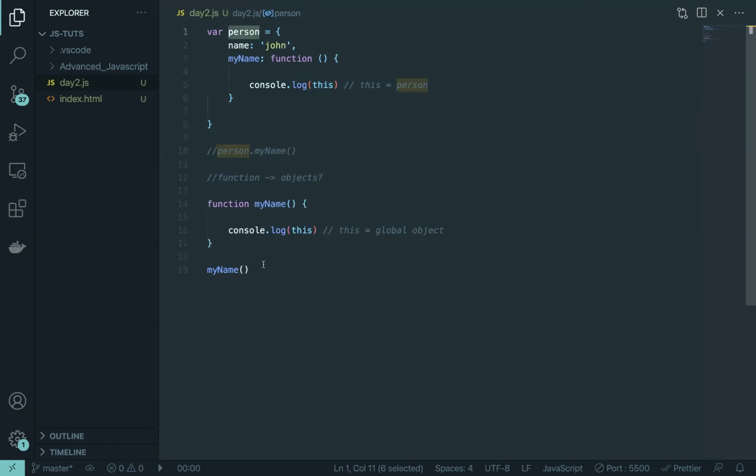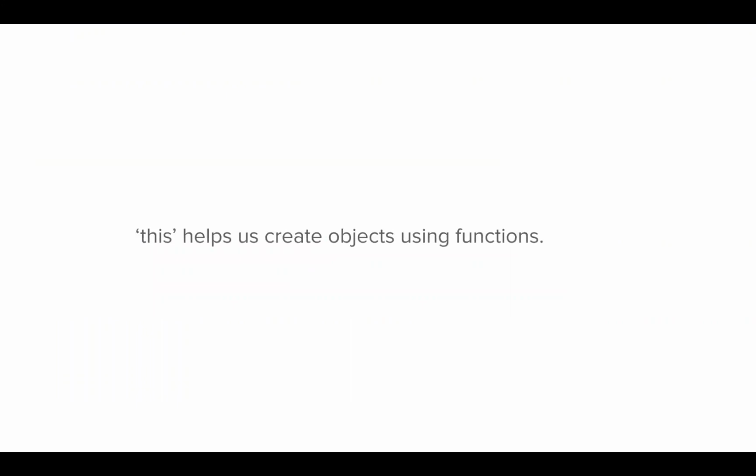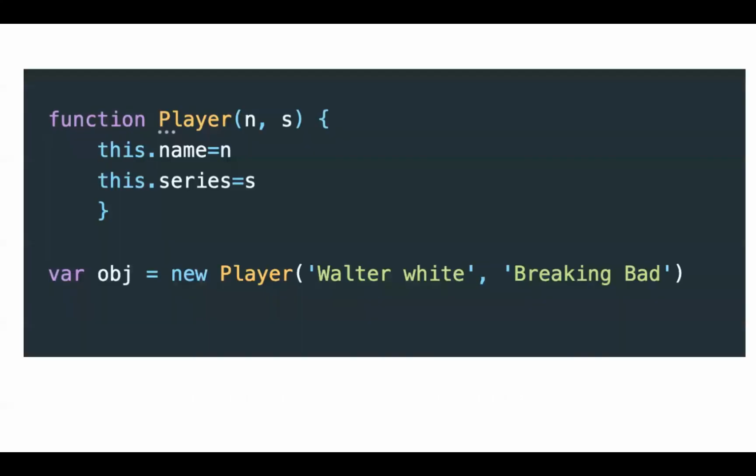It is person. But in a standalone function, which is not bound to any object, where would this point to? In such cases, it would point to a global object. You can see, alone, this refers to the global object, and in a function, this refers to the global object as well. So far we have learned about how we want to create multiple objects of the same type, and then we have learned about this. So now let's connect that knowledge and see how this keyword can help us create objects using a function.